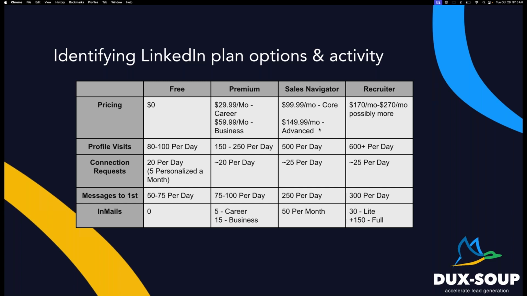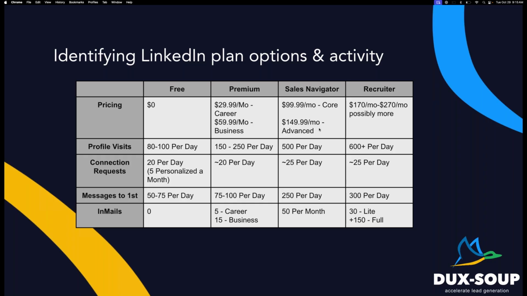Messages to your first degree connections, you can send up to about 250 per day, and then InMails, you get granted 50 per month. Now, those 50 per month can accumulate up to a total of 150, or 3 months, and then it will not accumulate after. So you can't have 200 InMails already stocked up. You can have 50 up to 150, depending on whether you use them or not.